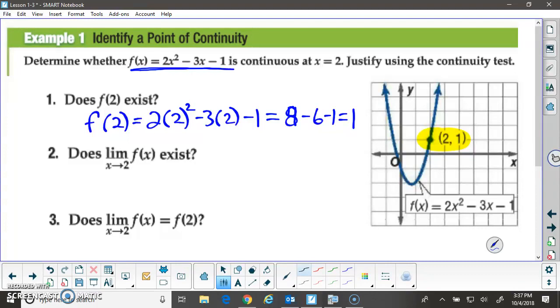Then you've got step 2, which says, does the limit of f of x exist? If you take a look at this graph, as you approach x equals 2 on the left, it's getting closer and closer to a height of 1.